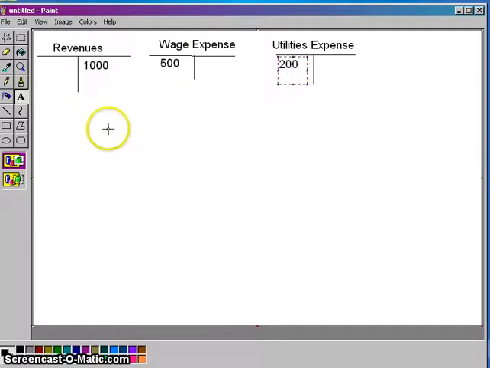Okay, this is what it looks like right now. We've got revenues of $1,000, and expenses of $500 here and $200 there. So really you're looking at $1,000 in revenues minus $700 in expenses. Our net income, basically what we made this year, was $300.